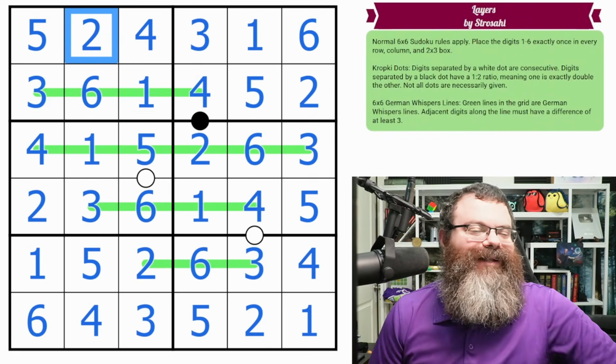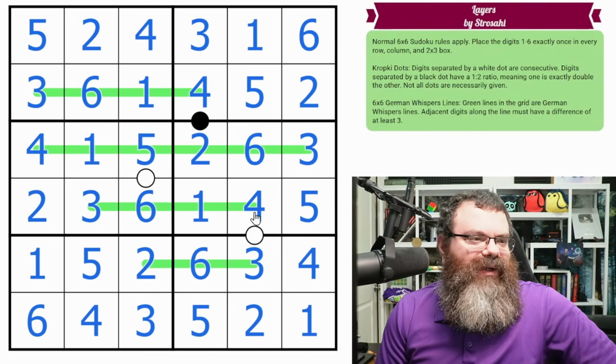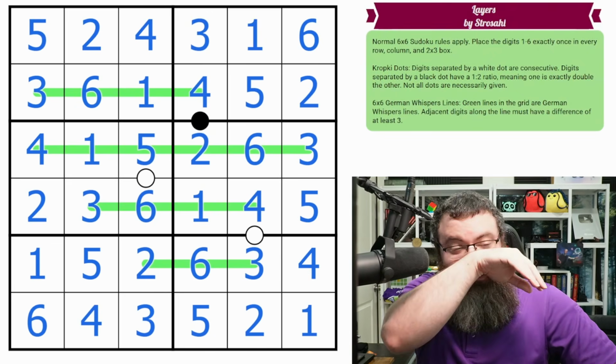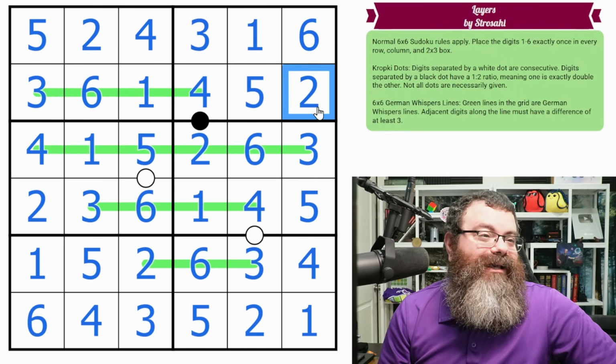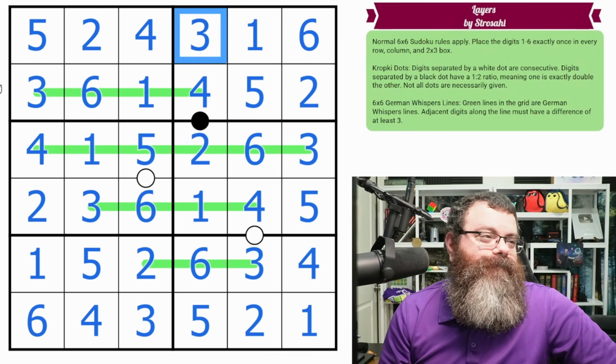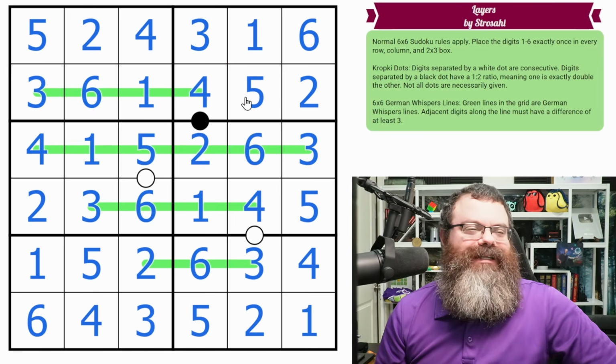All right. Cool. Nice puzzle, Strosahl. I like the flow of that one. I just had to do a bit more Sudoku. The hidden 3 in this row was actually surprising. Maybe I had some other way to have noticed that, but I didn't.